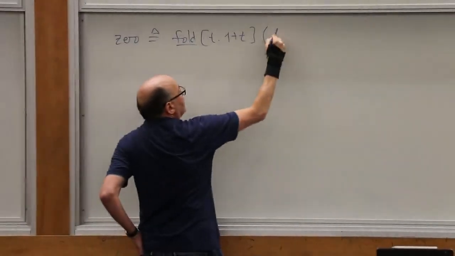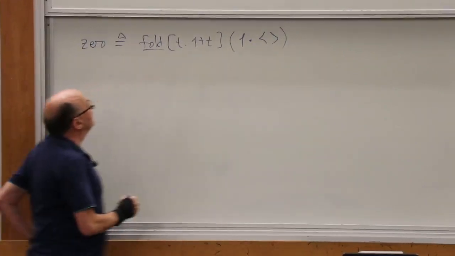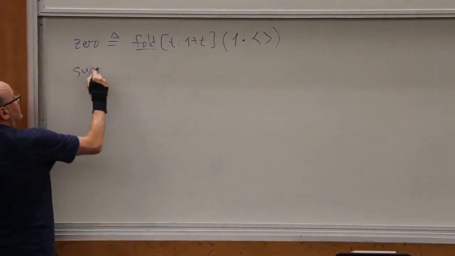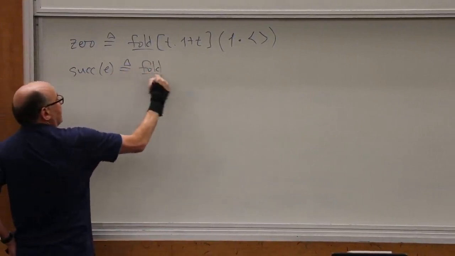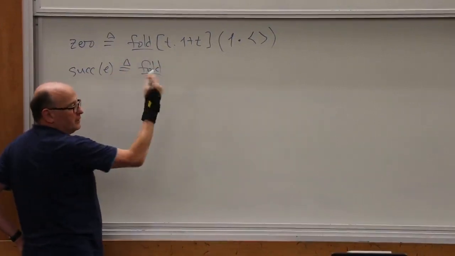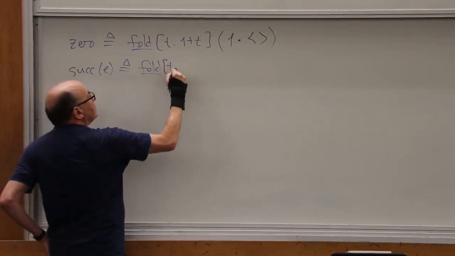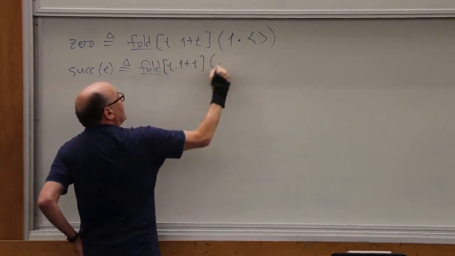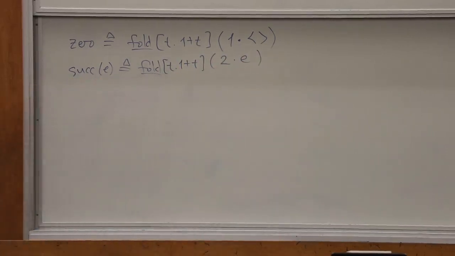And then it's going to be the inject into the left, the null tuple. And if I want to look at the successor of E, then what is that going to be? It's going to fold. You're going to have to check now that this has the right type and all the right things. You have to define all these things, and you're going to check all these things. So I do fold t1 plus t, and I put it in the right, and I put E in the right. And I do that.